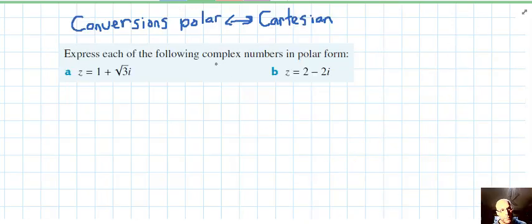Okay, now the final part of the video will deal with two types of conversions, and you need to be able to convert between polar form and Cartesian form. So at the start here we have two examples. They're both in Cartesian form. So that's x plus iy or yi, which is the same as a plus bi. So how do we convert them?